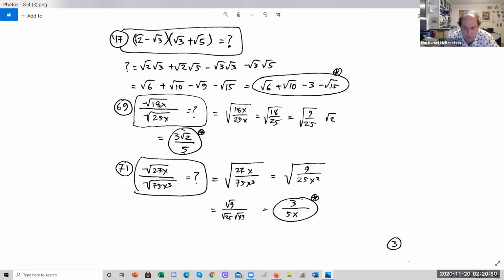Root 9 over root 25 root x squared. Root 9 is 3, root 25 is 5. Root x squared is x. Okay, technically it is the absolute value of x. But like I said, for these problems, I'll allow you to momentarily assume that everything is a positive number. Proceed.